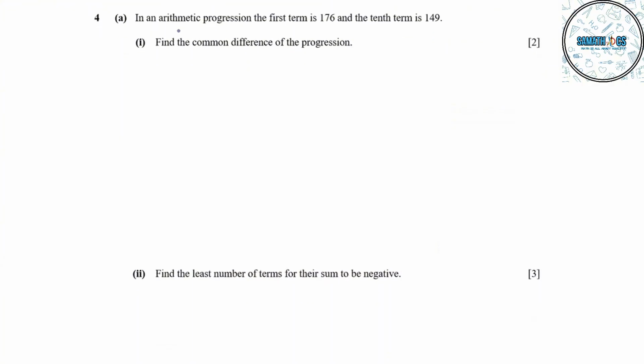Question number 4, part A. In an arithmetic progression, the first term is 176 and the 10th term is 149. Find the common difference of the progression. We have the first term as 176, so it means a is 176.